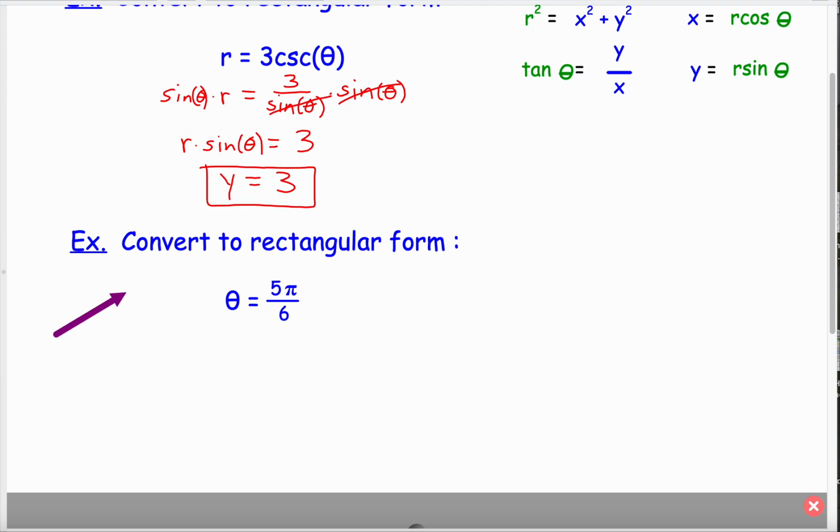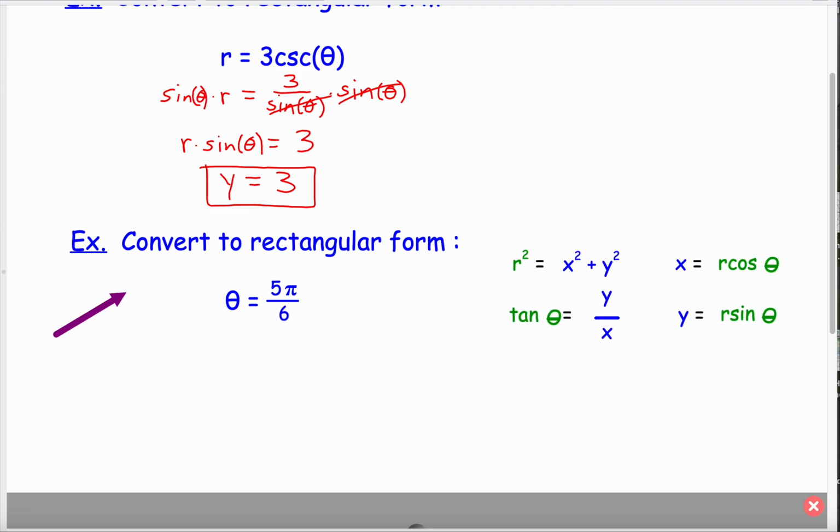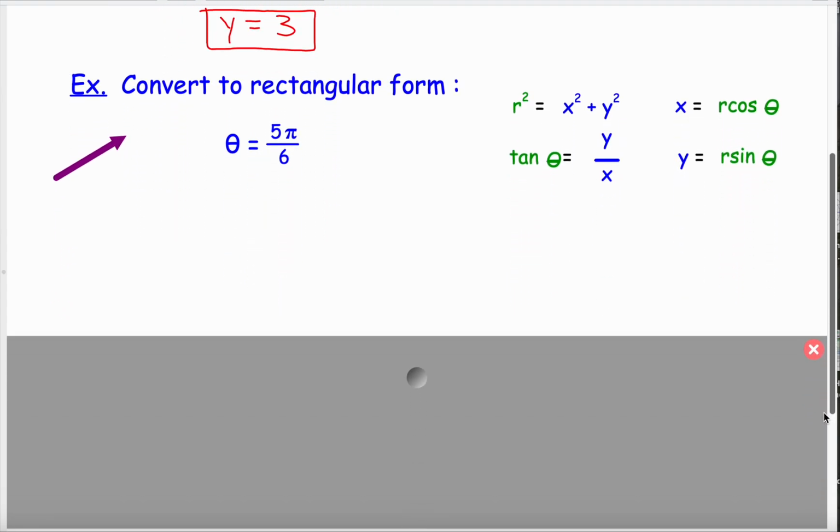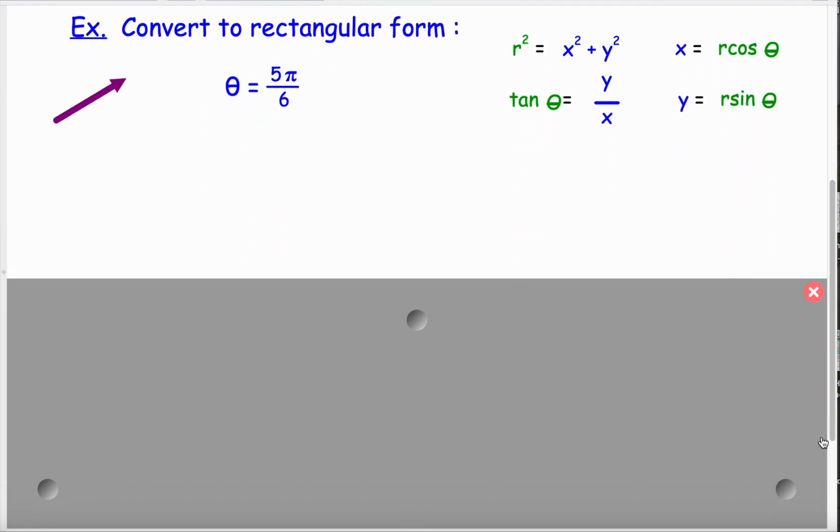All right, so let me take my equations here. Oops. Drag these down, because I'll use them again. Theta equals 5 pi over 6. So how am I going to convert this? Theta. I don't have a theta. I have a tangent of theta, and then I could convert that. So, well, how about I take the tangent of both sides? So how about I write the tangent of theta? Now I can convert that.